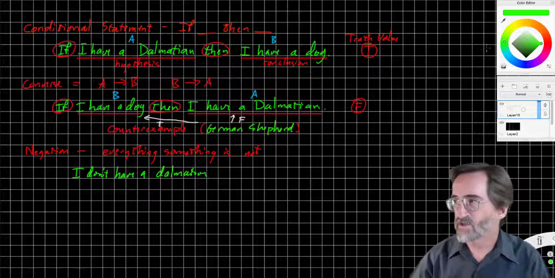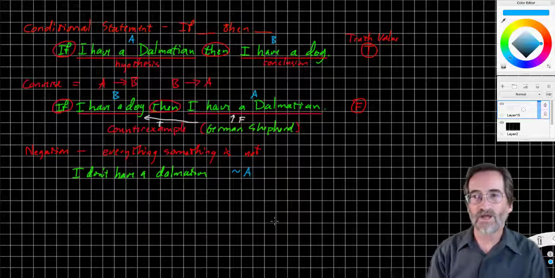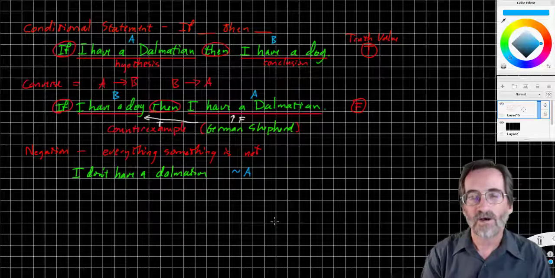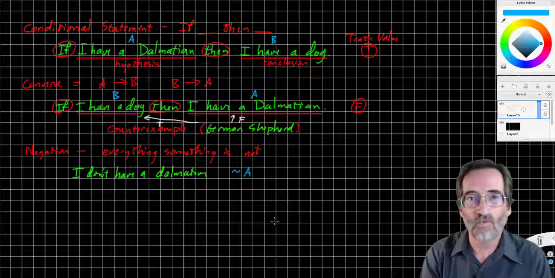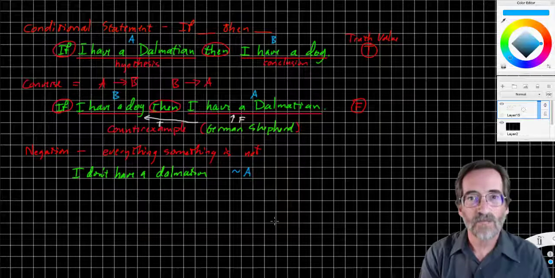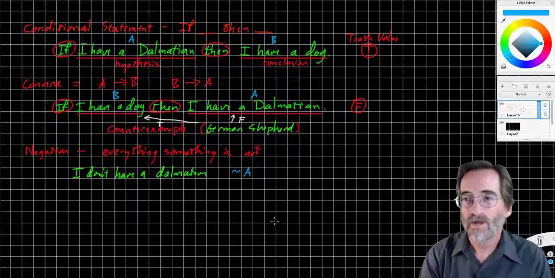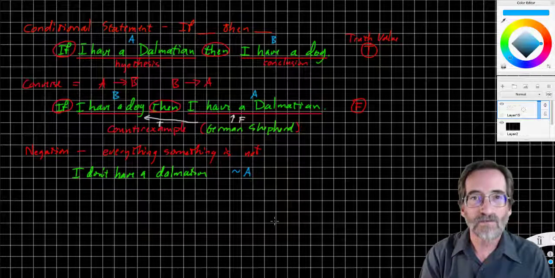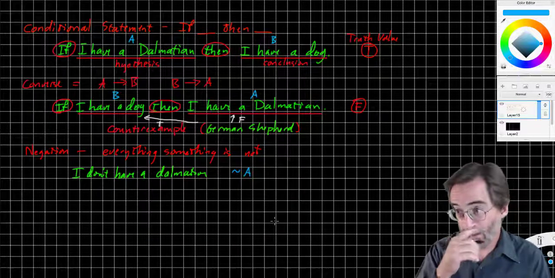Okay, by the way, the symbol for that, we use a tilde, is not A. Not A. I don't have a Dalmatian. Now, it's not opposite. So, for example, the negation of black is not white. It is, the negation of black is not black. Anything but black, right? The negation of wet is not dry, but the negation of wet is not wet, right? So it's very important that we are very clear on what negation means.